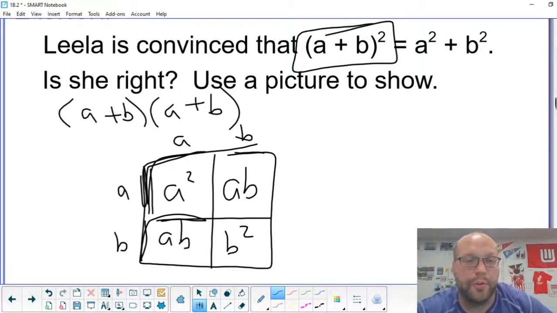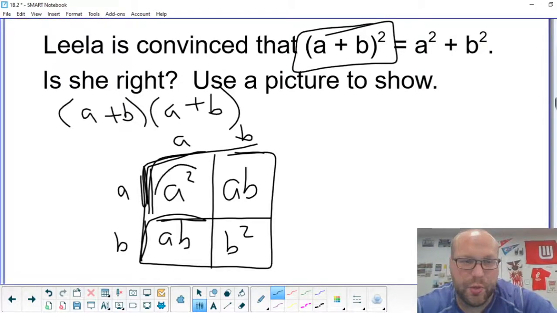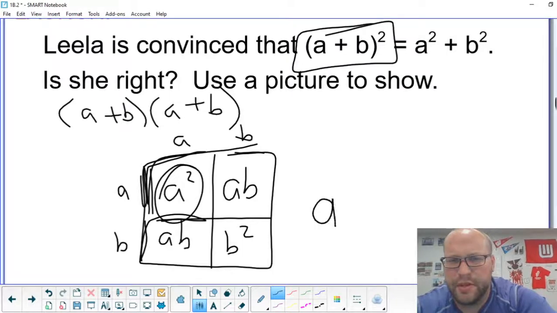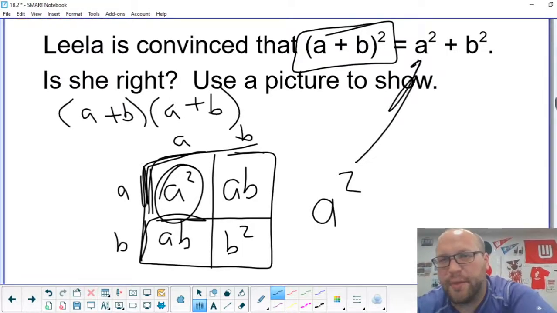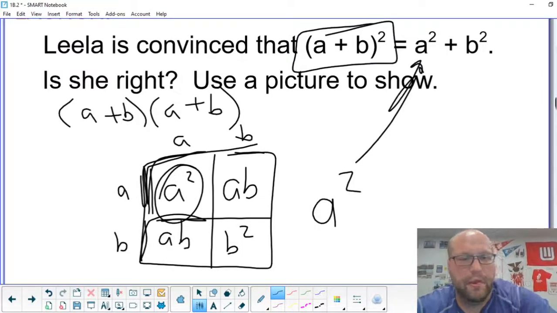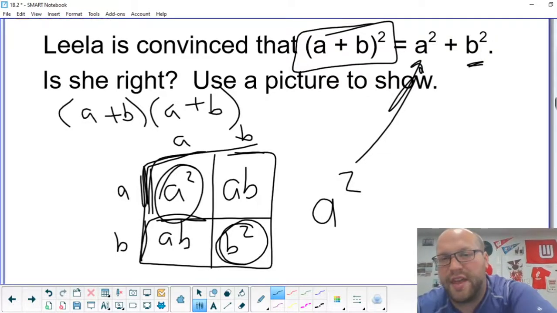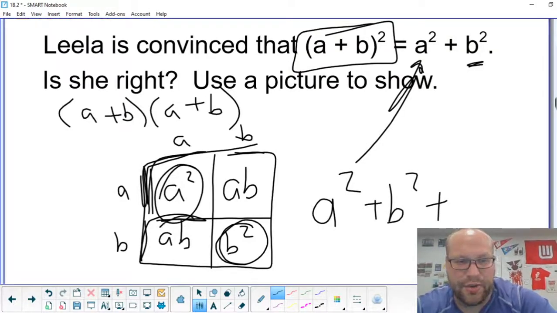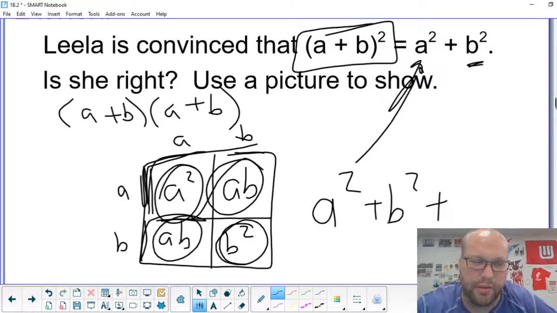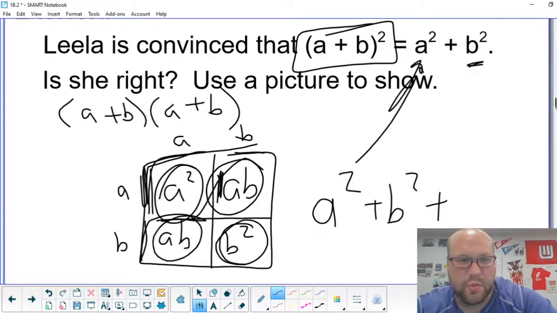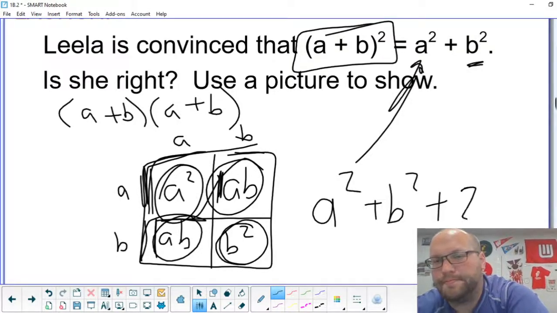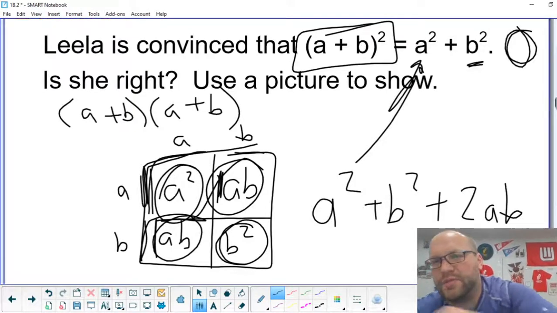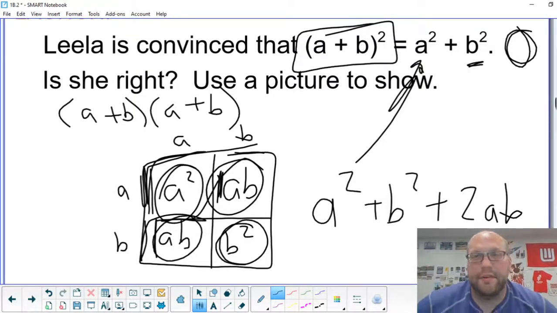Looking for like terms, we have a few. a squared doesn't have any like terms, so that's our a squared. So there's that part of the prediction. We have b squared, so there's that part of the prediction. But we're missing this third and fourth term. In fact, those are like terms. ab plus ab, really that's 1ab plus 1ab, which is 2ab. And that's what's missing. So we could say that Leela is definitely incorrect, a really common mistake.